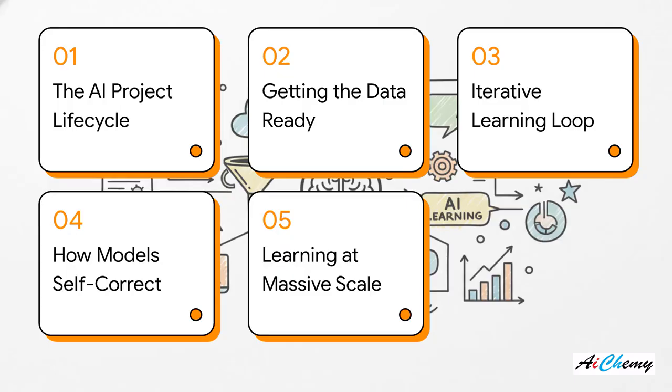So here's how we're going to break it down. We'll start with the big picture, the AI project lifecycle. Then we'll zoom in on getting the data ready, the learning loop itself, how the model actually corrects its own mistakes, and finally, how this all works at a massive scale.